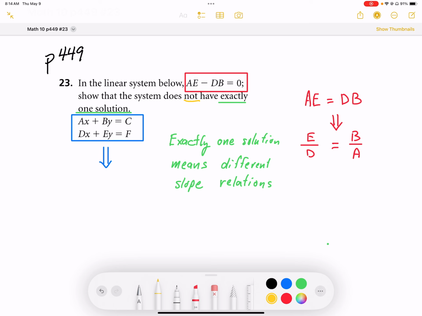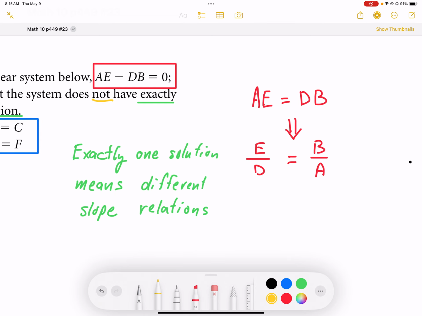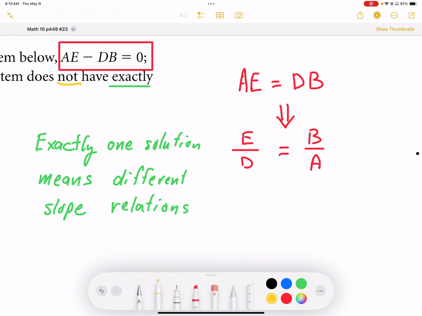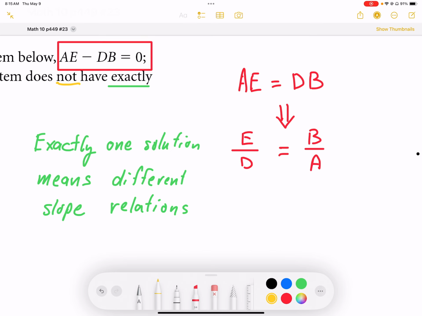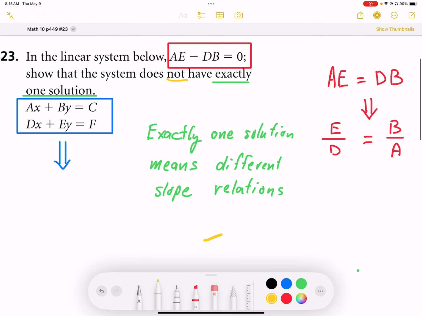There are a few ways we can show that the system has the same slope. And this ae minus db equals 0 is important information because if I rearrange that, I get ae equals db. Well, that's a ratio relationship. I can see that ratio more clearly when I cross multiply and write it as e over d. So I'm going to divide both sides by d. And on the right side, it equals b over a, so I divided both sides by a. That means if I can show that ratio exists in the linear relationships, then I have the same slope.